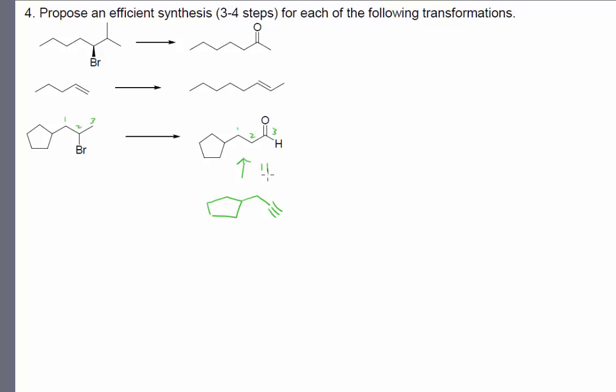And of course, this is hydroboration, followed by oxidation, and that gives us the aldehyde at this end carbon here. So the next question then is, how do I form an alkyne between carbons 2 and 3?